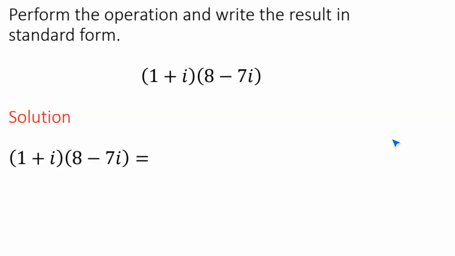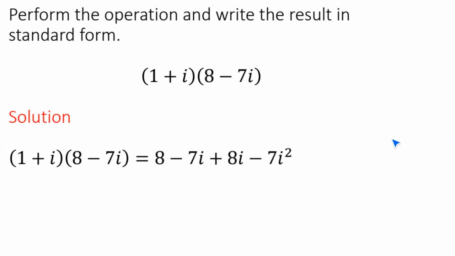Okay, so to do this operation, what I need to do is multiply the 1 times both of these two terms that are on this side, times the 8 and times the minus 7i, and I need to multiply the I times the 8 and the minus 7i. So let's go ahead and do that. Okay, so when I do that, 1 times 8 is 8. 1 times a negative 7i is a negative 7i. Now the I times 8 is 8i. And positive 8i times a negative 7i is going to give me a negative 7i squared.